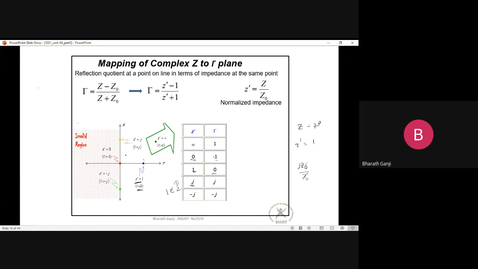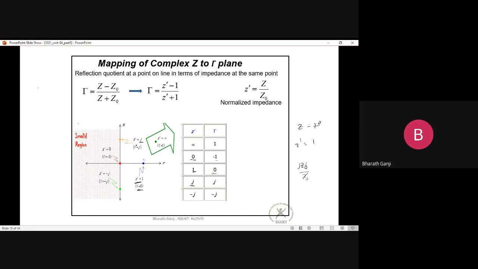So if you take the value of j, you see the reflection coefficient is also j. So this is not complex tau plane, I think this is complex z plane. Because the real part of this normalized impedance is 0, it will be on the imaginary axis. You can say here is your z dash is equal to j, and here is your z dash is equal to minus j, and the corresponding values of reflection coefficient.